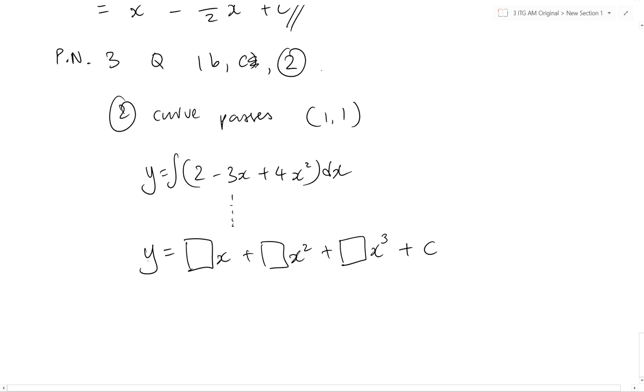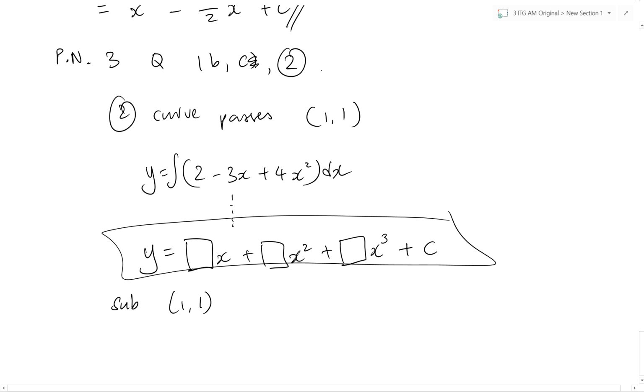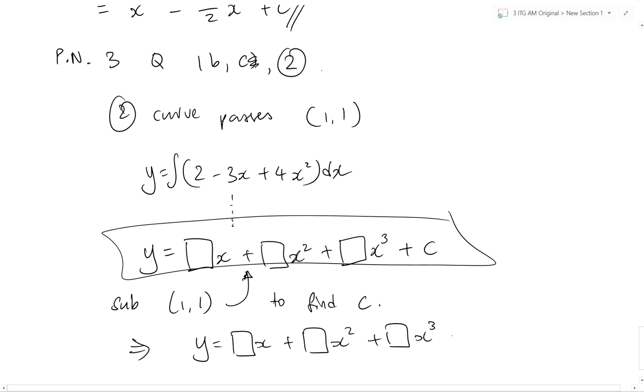So once you have all this, you substitute (1, 1), a point found on this curve, back here to find c. And your final answer will be y equals whatever you have of x plus whatever you have of x squared, x cubed, and plus your value of c inside here. And that is the end.